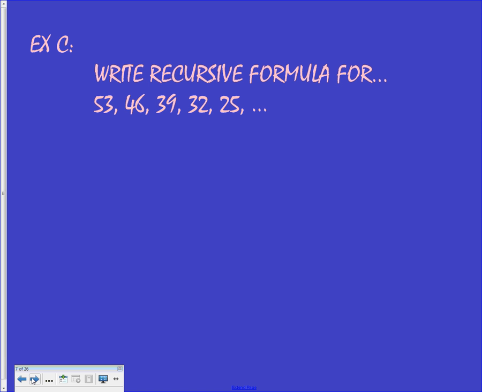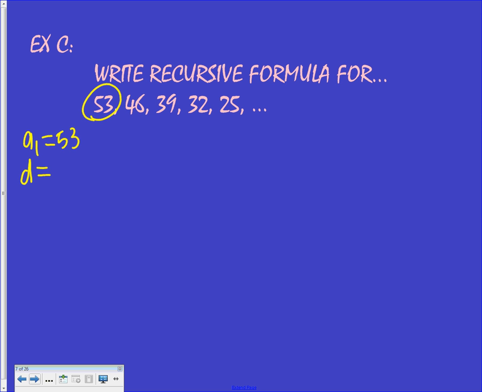So let's take a look at example C. It says write the recursive formula. So now we're working backwards, kind of like yesterday, for this sequence. I've got 53, 46, 39, 32, and 25. We need 2 pieces of information, just like we did yesterday. We need to know our first term. Our first term here is 53.